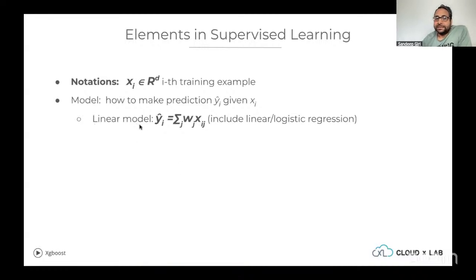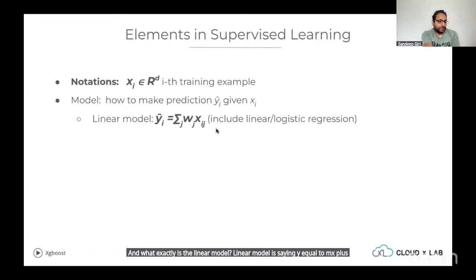And what exactly is the linear model? Linear model is saying y equal to mx plus c, right? You remember this part, everybody?